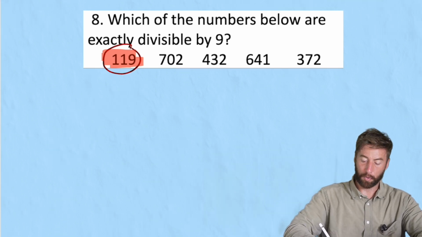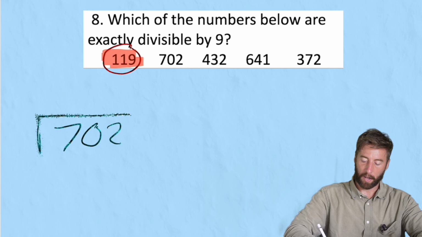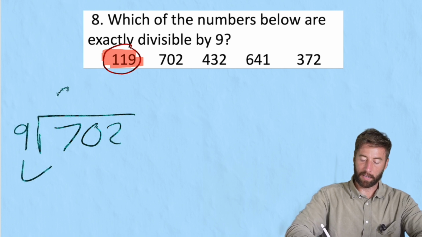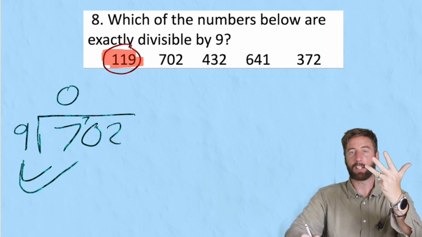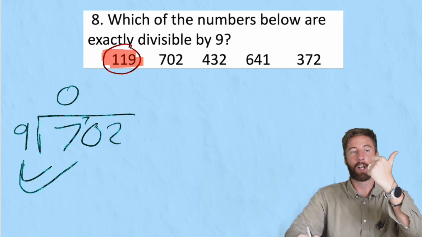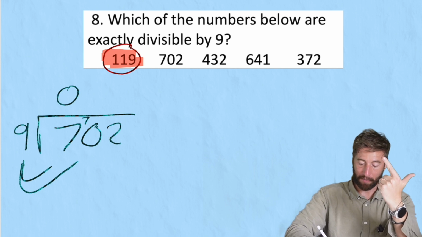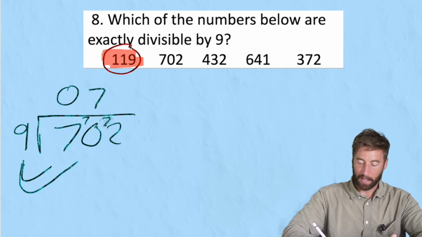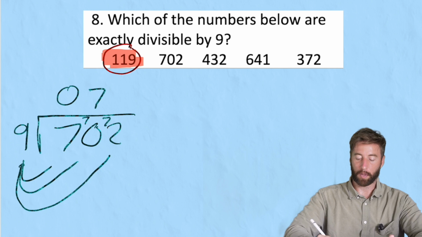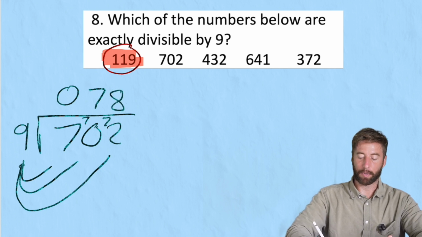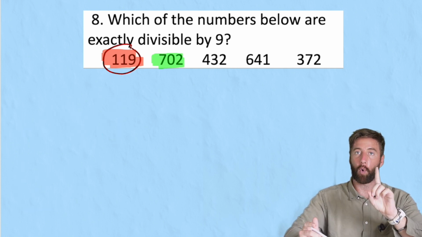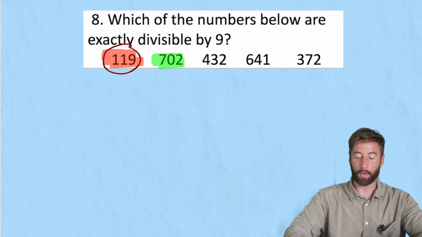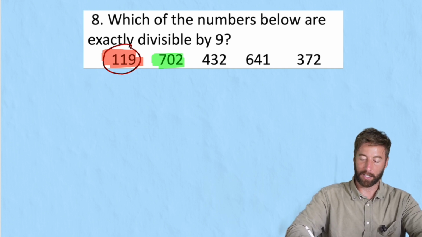Okay, let's try 702. So I have 702 divided by 9. How many 9s in 7? 0. How many 9s in 70? 9, 18, 27, 36, 45, 54, 63 would be 7 with 7 remainder. How many 9s are there in 72? Well, there's exactly 8. So my answer would be 78 with no remainders. Therefore, 702 is exactly divisible by 9. Now, this is where some people can make a mistake. They might have found 1, but there might be more. So unfortunately, we're going to have to continue to see if there's any more in the rest of the numbers.